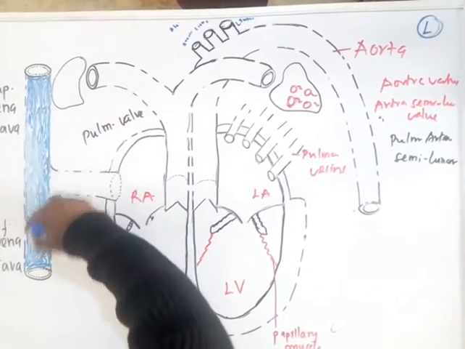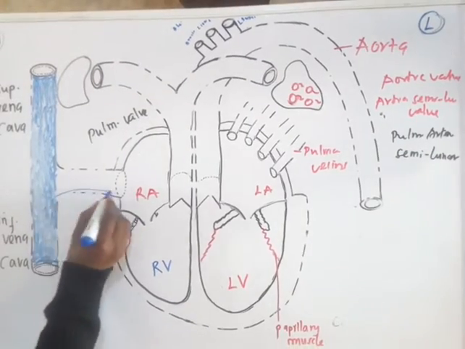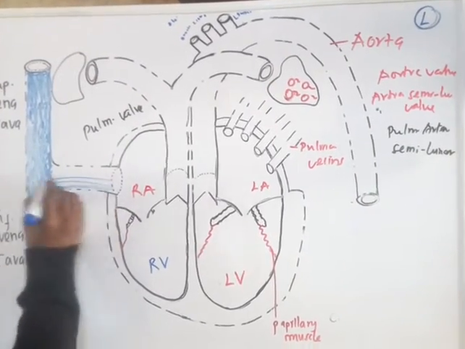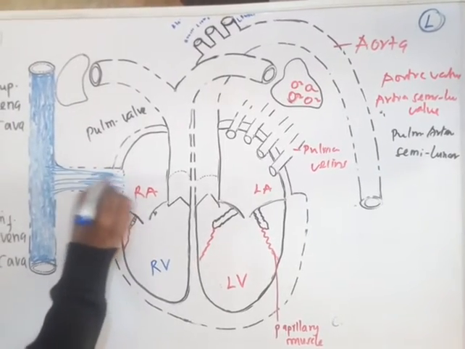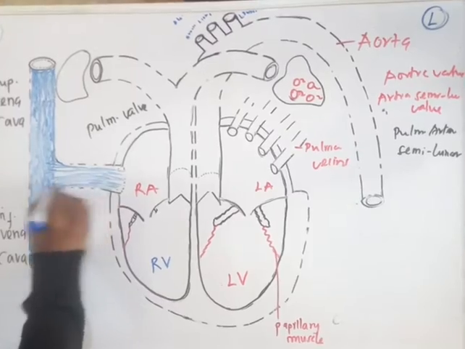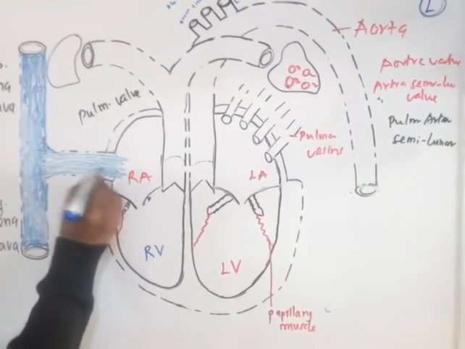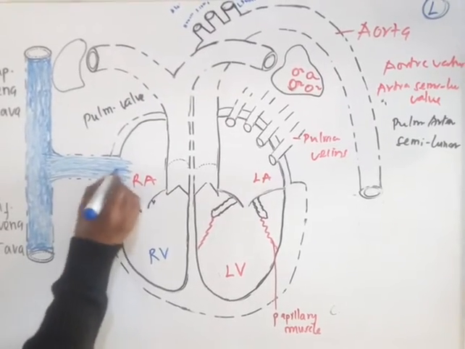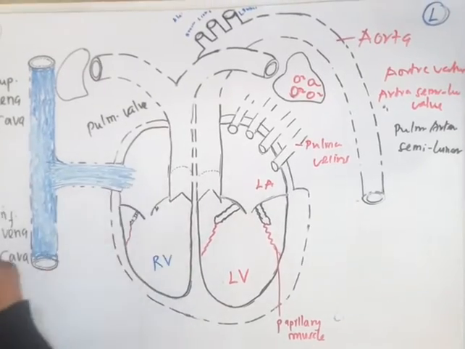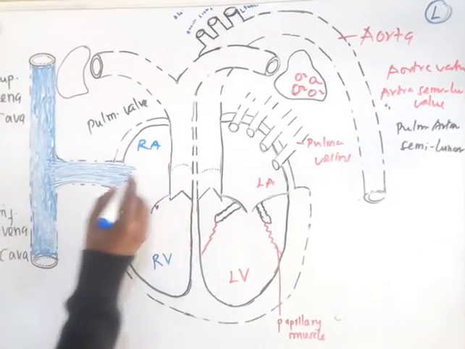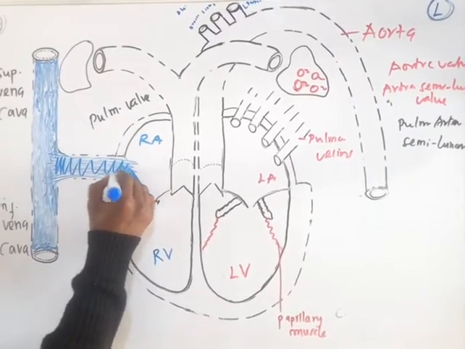The superior and inferior vena cava are draining into the right atrium. Are you okay? Draining into the right atrium. So let me write the right atrium here. Right atrium.